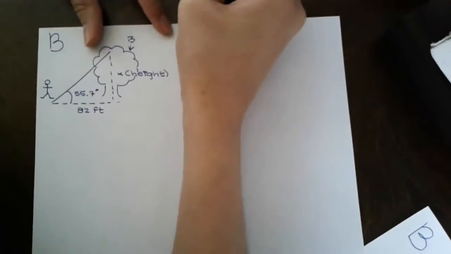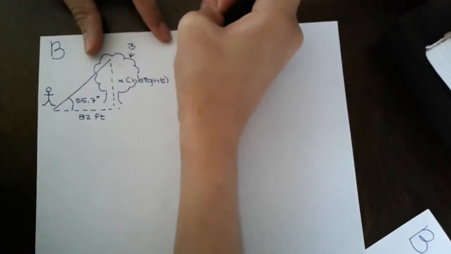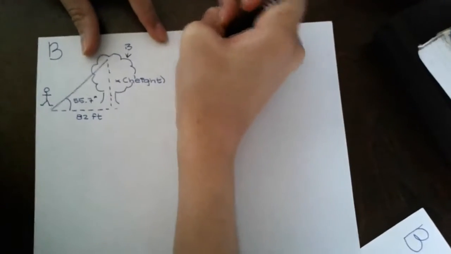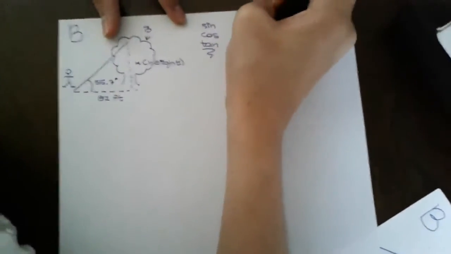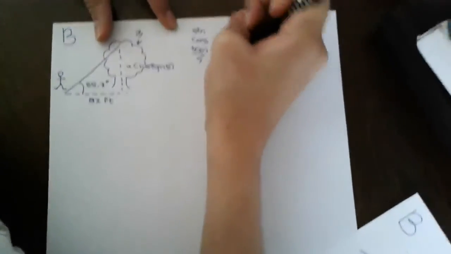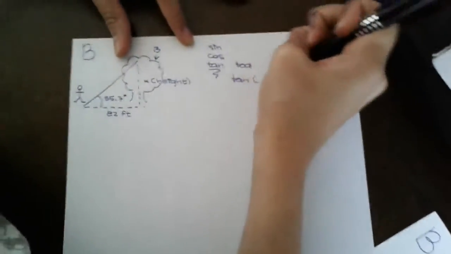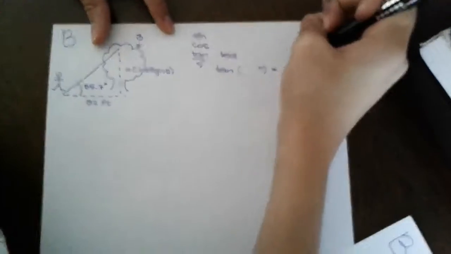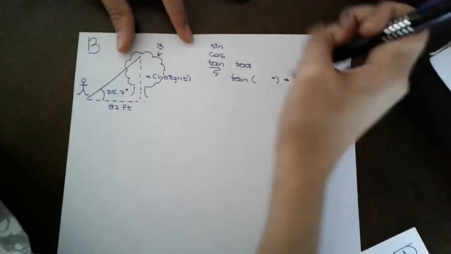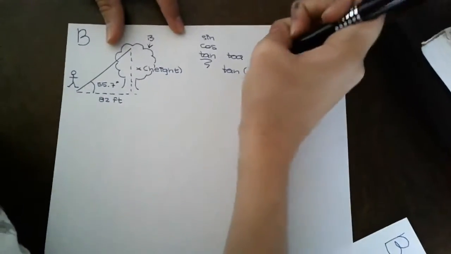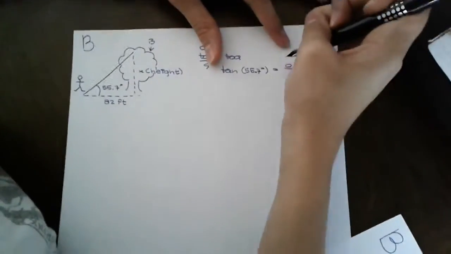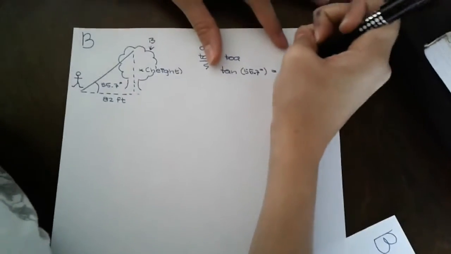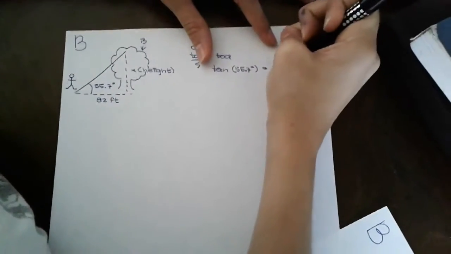Now, using SOHCAHTOA, sine, cosine, tan, in this situation we would use tan, due to the fact that tan of the degrees equals opposite over adjacent, and we have the degrees and we have the adjacent side. The degrees which we found was 55.7. Meanwhile, the adjacent side measured up to 82 feet.